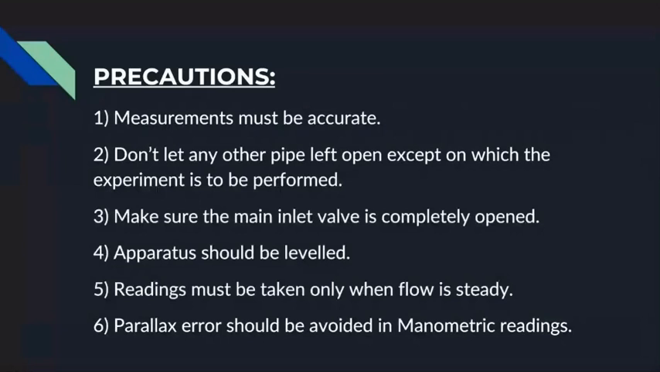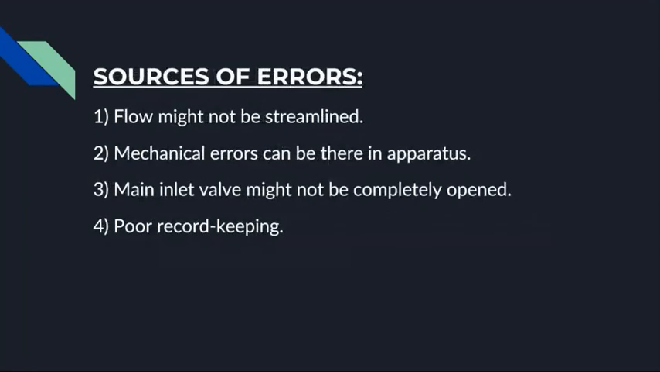Now, certain precautions are to be taken into account while performing the experiment. First of all, while recording or taking the measurements, we have to be very accurate. Next, we should not let any pipe be left open except the one on which the experiment is to be performed. Third, make sure that the main inlet valve is completely open. Also, the apparatus should be leveled. Reading must be taken only when the flow is steady. Parallax error must also be avoided while taking the manometric readings.